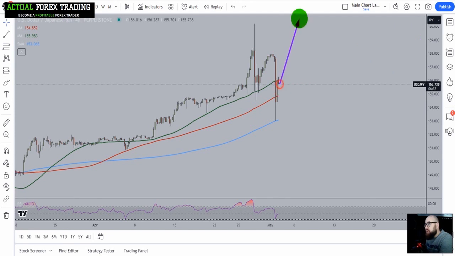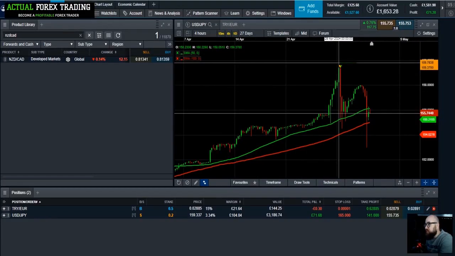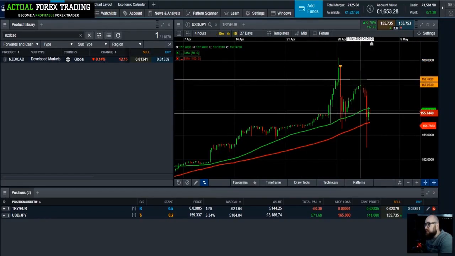It could be though that price just comes up, and if it does, I'll be stopped out above this swing high, and I'll be stopped out for profit. Now my entry was up here, look, so I'll be stopped out around here for a small profit.